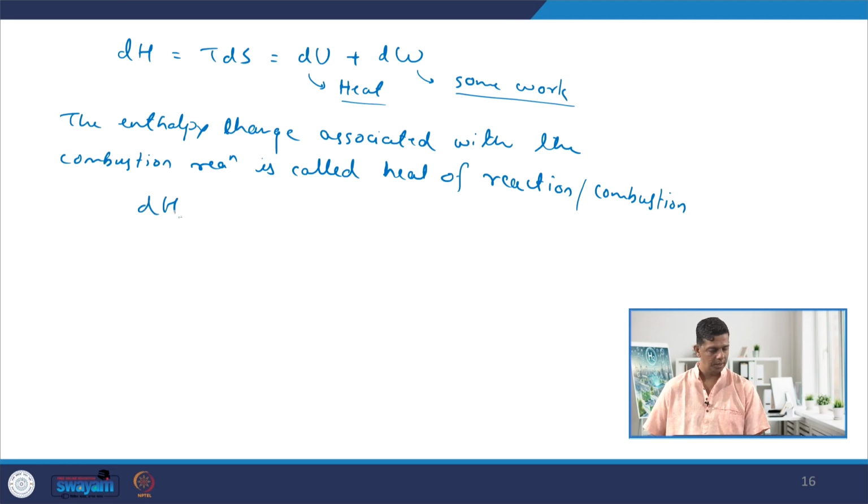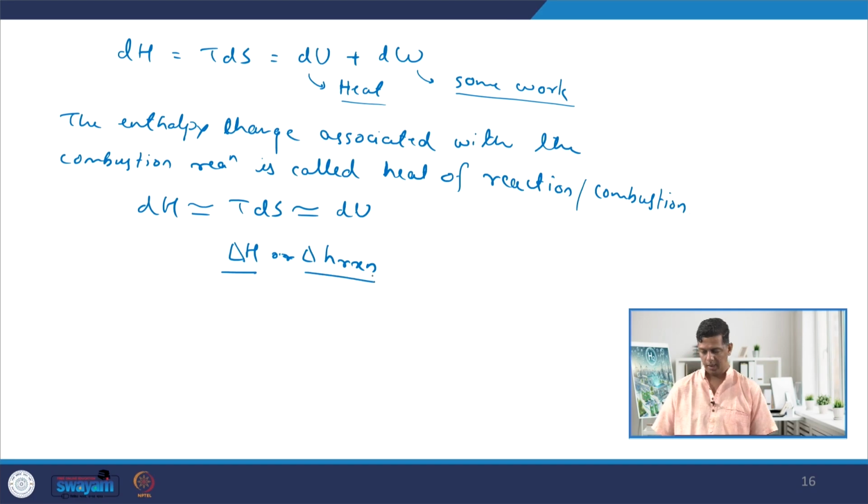So this dH is nothing but TdS, which is also equal to du, or this enthalpy is also called enthalpy of the reaction. Let me abbreviate this as Rxn or delta. This is an extrinsic quantity, this is an intrinsic quantity.